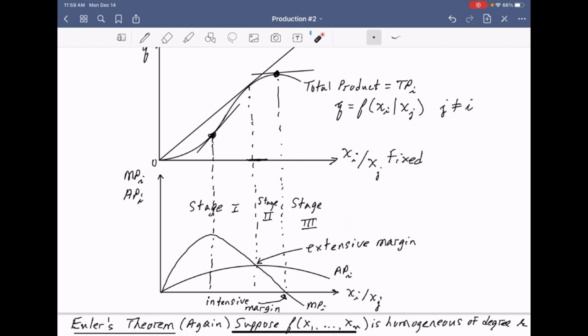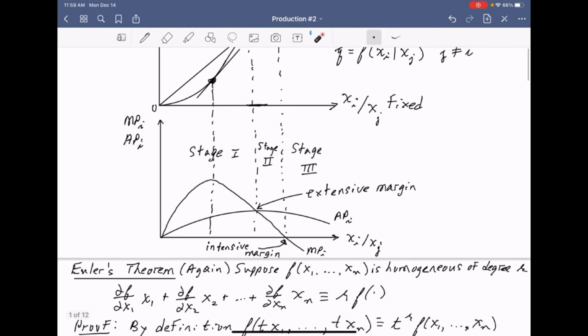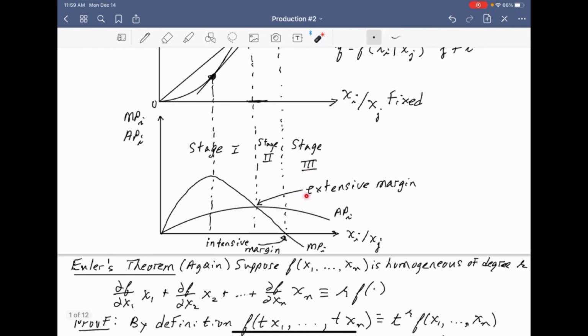Now, this is a contrived example, and these stages of production are fairly well contrived, and many people don't learn this anymore, but I think it's important. For one reason, it helps you identify an extensive margin, which occurs at this point here, and an intensive margin where the marginal product turns negative.